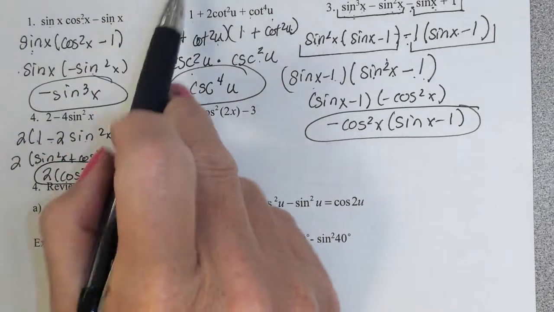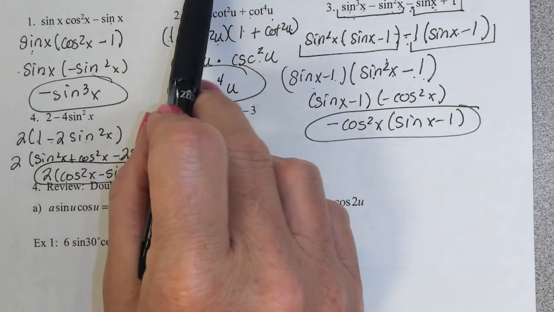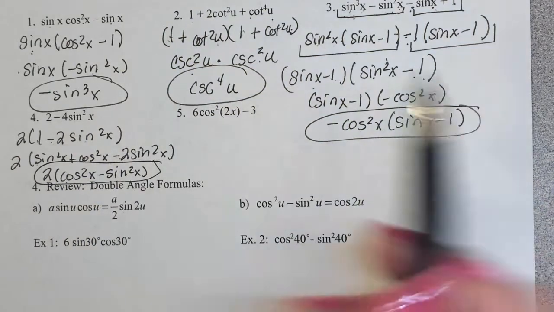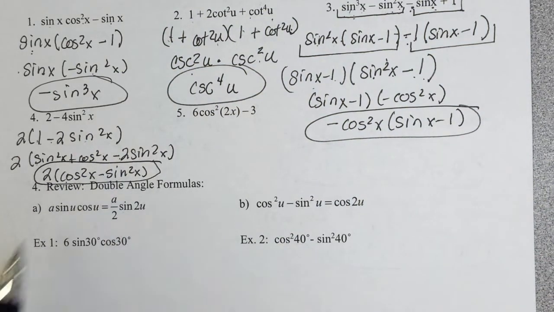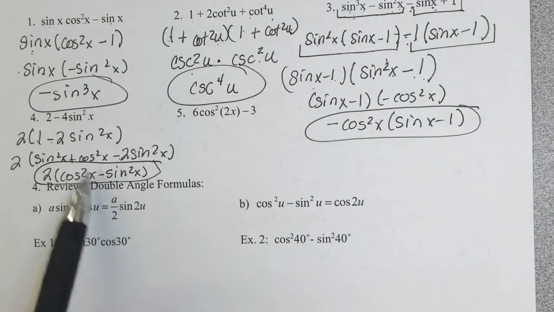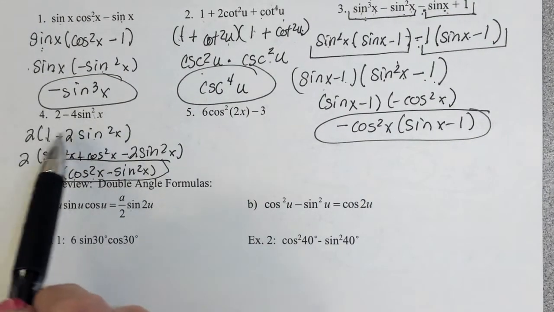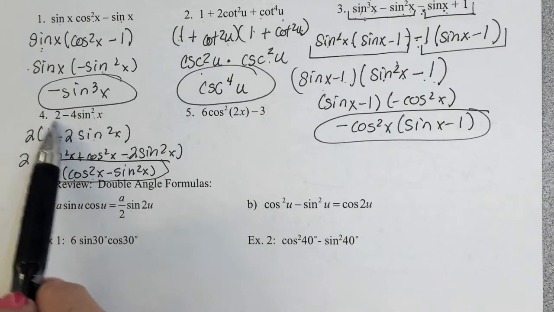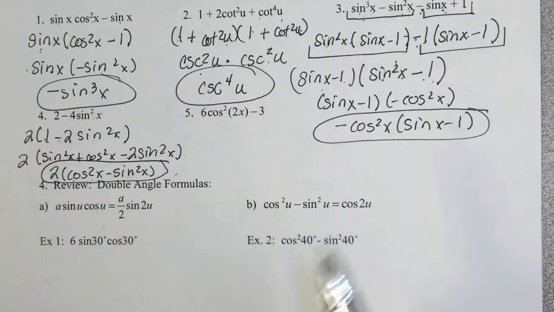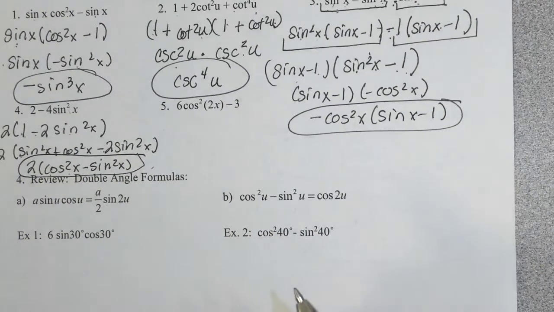I don't think there's anything we can do with that. Because cosine squared minus sine squared, we can't get that anywhere. So we'll just have to stick with that. And you could say, well, is that really any easier? Maybe not. Maybe it's not more simplified. But just recognizing that this is equivalent to this is a really important thing to understand.